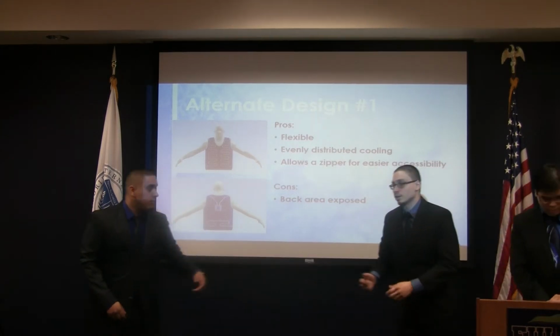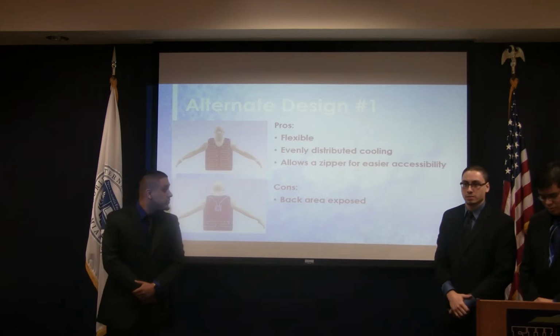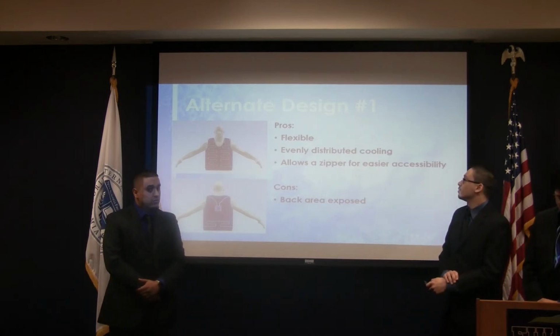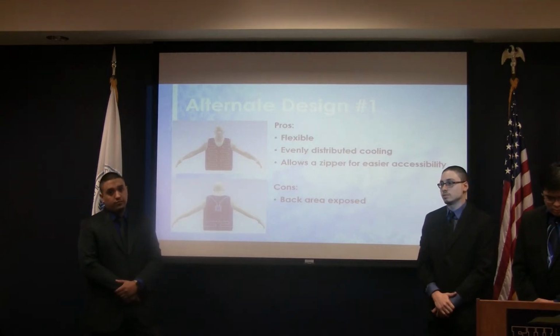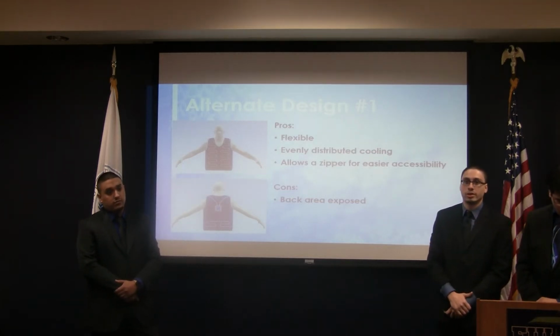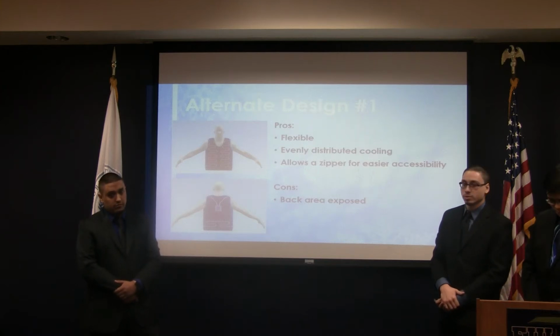Thank you, James. All right, so for our alternate designs, the one thing we wanted to focus on was the orientation of the tubing. As you can see in design number 1, we want to have a coil-like orientation with 180-degree bends. The benefit of this design is that it will be very flexible.